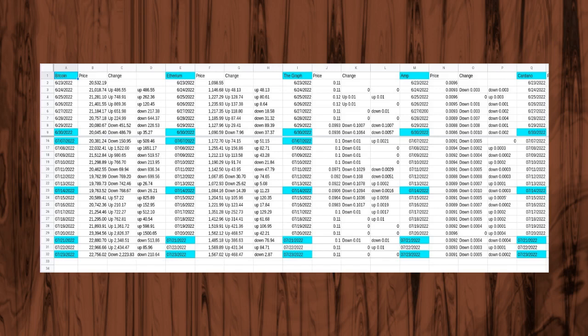On July 8, 2022, Bitcoin's price was 22,032.41, up 1,522.00 from the price set on June 23, 2022 of 20,532.19. It was also up 165.17 from 20,381.24, the price set the month before.